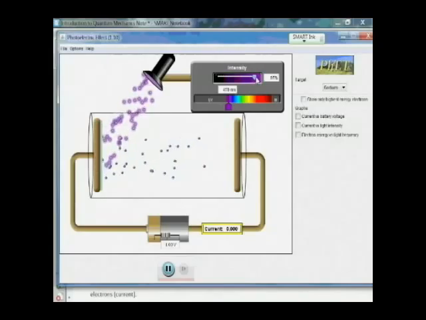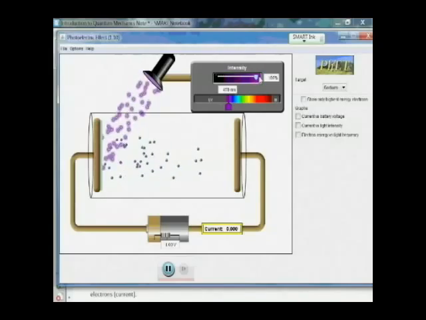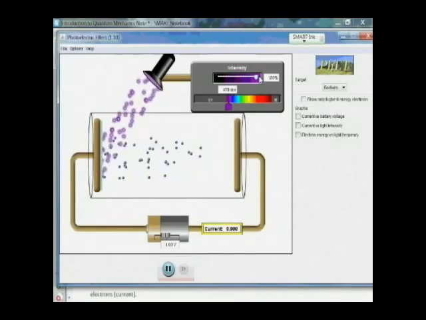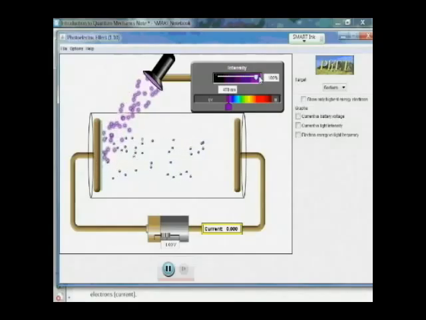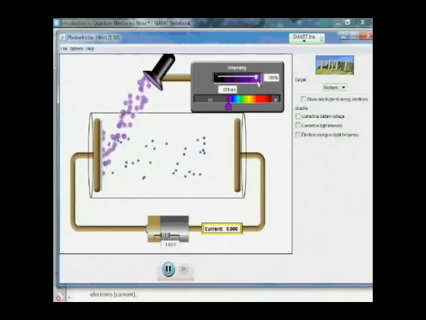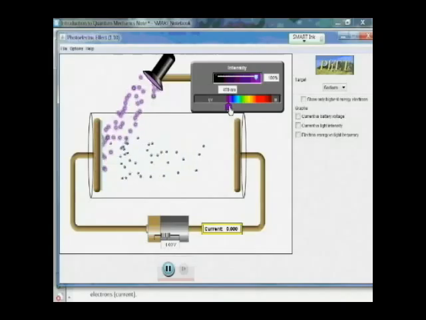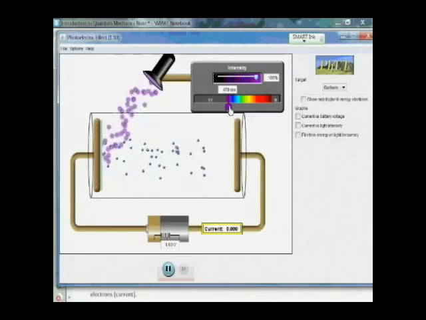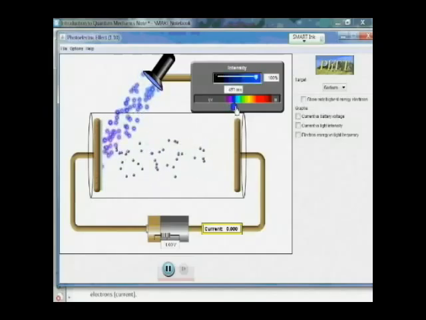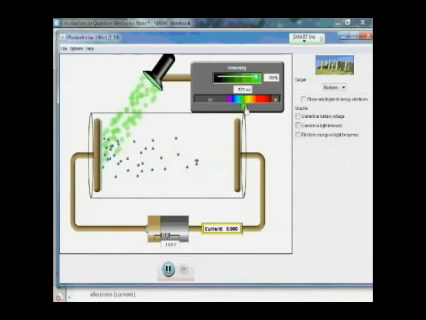Okay, I'm going to leave the intensity up at 100 now, and what I'm going to vary this time is not the intensity, but the wavelength. Classical physics said it shouldn't matter what the wavelength is, it should still eject electrons just based on the intensity. But here's what we find. We change the wavelength. There gets to a point where no electrons are ejected from the surface, no matter how intense the light source is. The wavelength's too long.